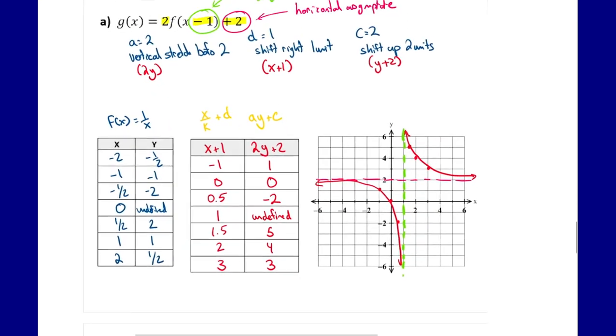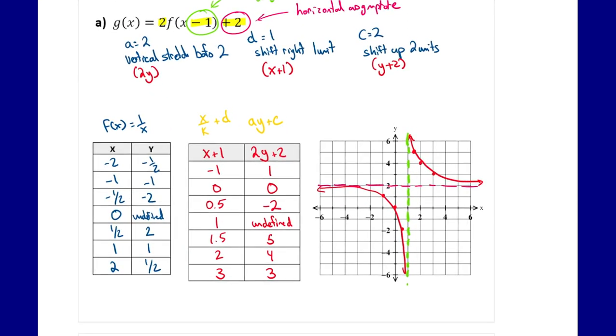I still need my transformed function. So this would be g at x is equal to 2, and then in brackets, now I'm going to do the 1 over x minus 1 plus 2. So we see the similarities between this and the general function. We can simplify this and make it g at x is equal to 2 over x minus 1 plus 2.